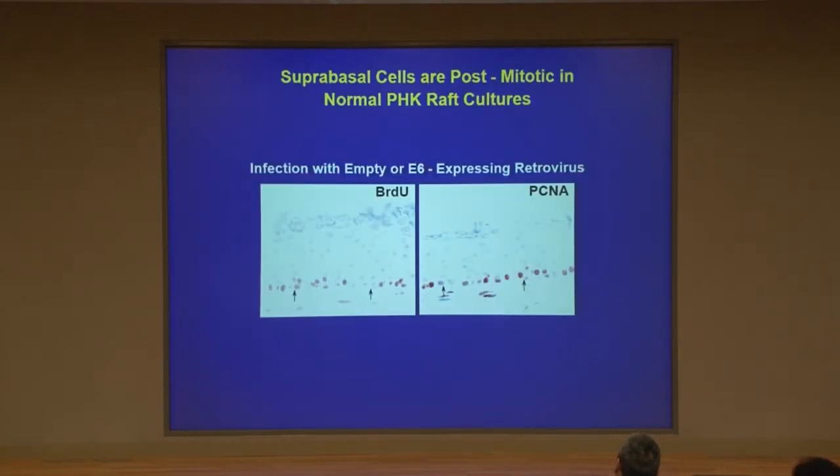So now the question is, does it really behave very well like real skin? Then we use a retrovirus, either empty or putting E6 in there. We can see the PCNA in the basal cell, and BrdU, which is a thymidine analog. We no longer use radioactivity, so we can detect BrdU incorporation in the host DNA. Using empty vector, they are right where they're supposed to be, and nothing above.